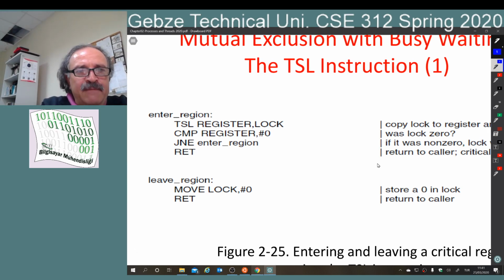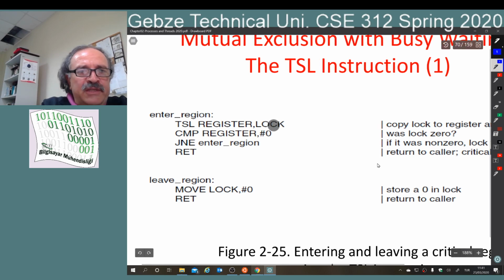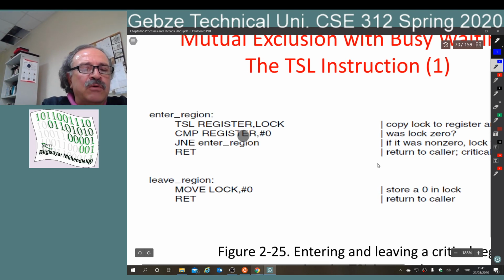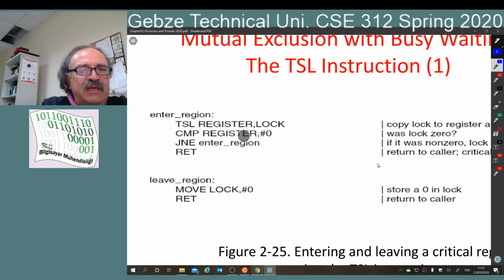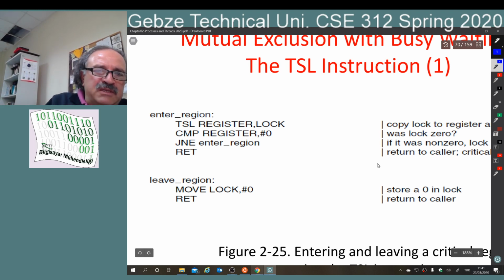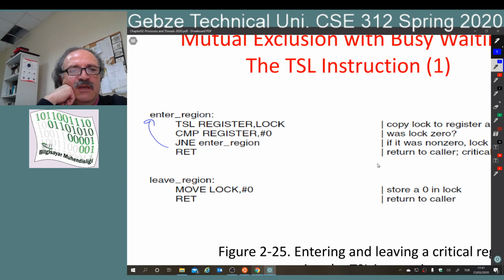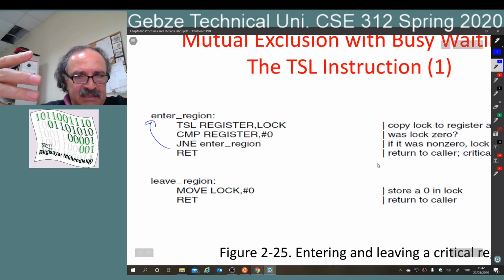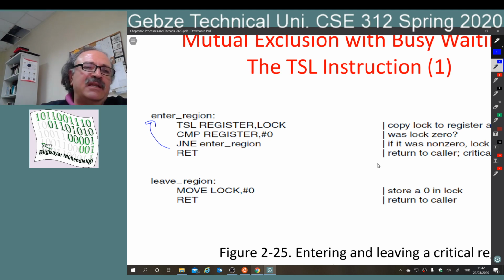You just say that I'd like to enter the region. It says: load, copy the contents of lock to this register and put a non-zero value to lock, and compare the value of lock against 0. If not equal, go to enter_region. So busy wait happens here. If the loaded value from the lock is not 0, that means somebody has the lock. It should be 0. I'd like it to be 0. If it is not 0, then I will wait.